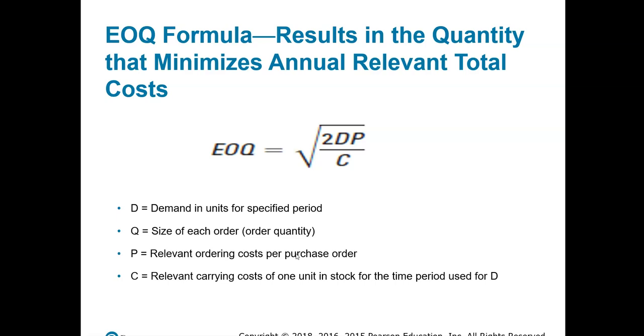Now, how do we read that? How do we compute this? Well, the economic ordering quantity, or the EOQ, the quantity that we're going to order each and every time, is the square root of 2 times the annual demand times the cost per purchase order divided by the carrying cost per unit. We're going to define those a little bit more, especially carrying costs. So it's 2 times the annual demand times the cost per purchase order divided by the carrying cost of 1 unit of stock for the year. And that's how we get the optimal amount of units that we need to order each and every time.